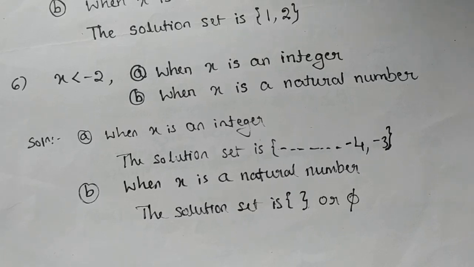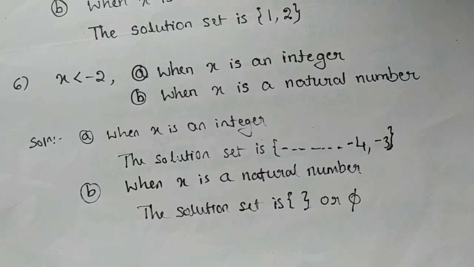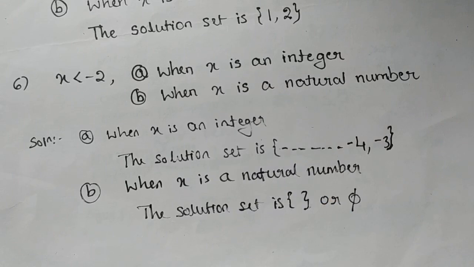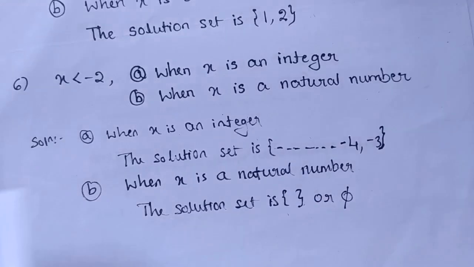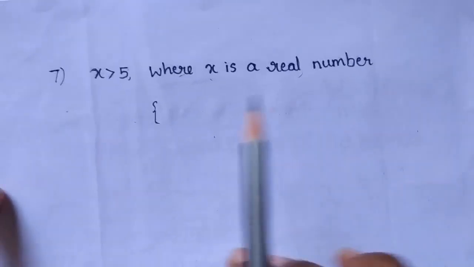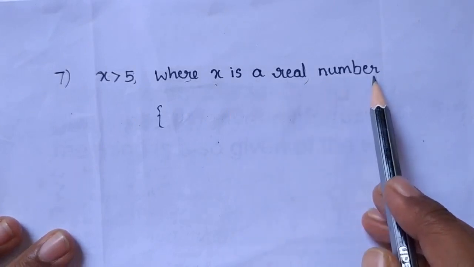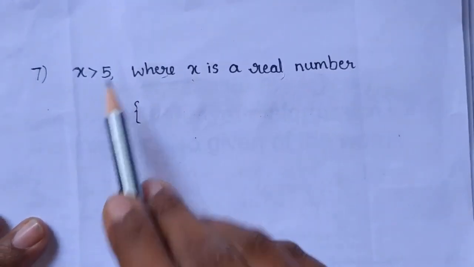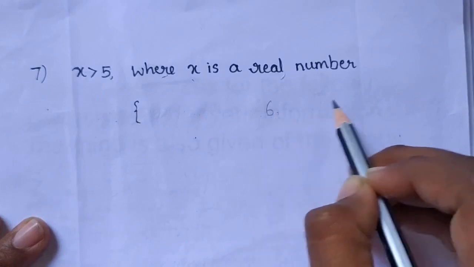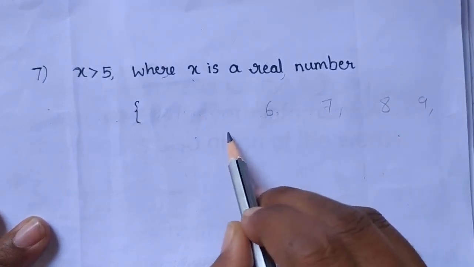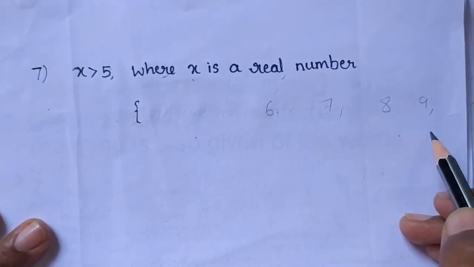We have solved some examples to find the solution set of an inequality when x is a natural number and when x is an integer. Now what happens if x is a real number? That is, I will consider another example, x greater than 5, where x is a real number. The numbers greater than 5 are 6, 7, 8, 9, 10 and so on up to infinity.